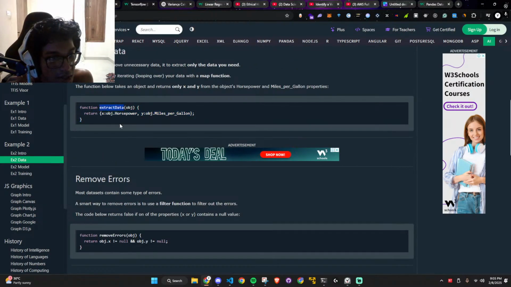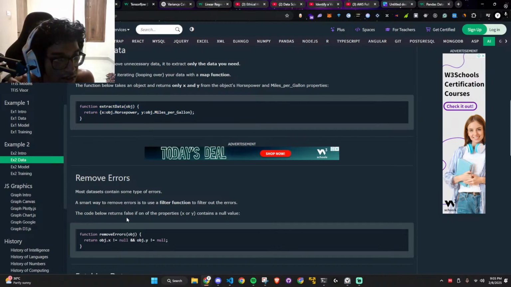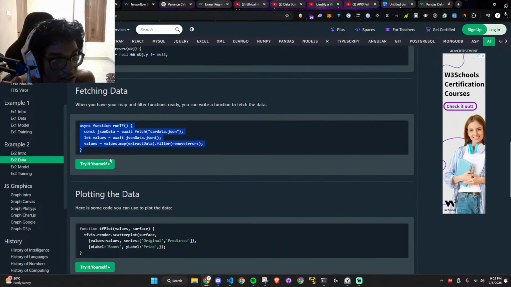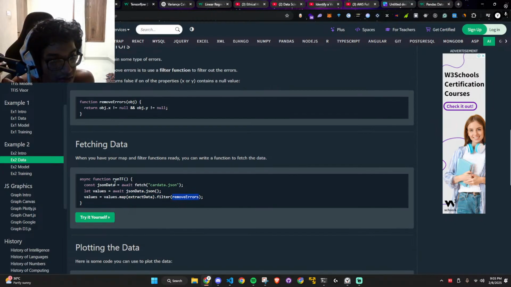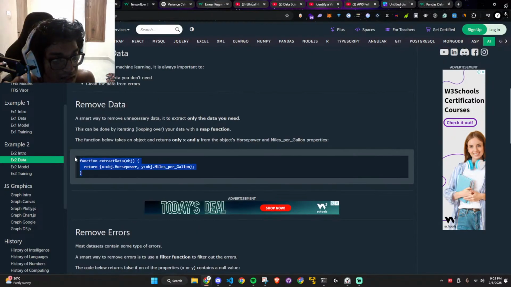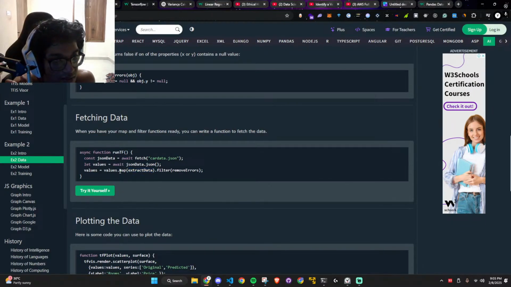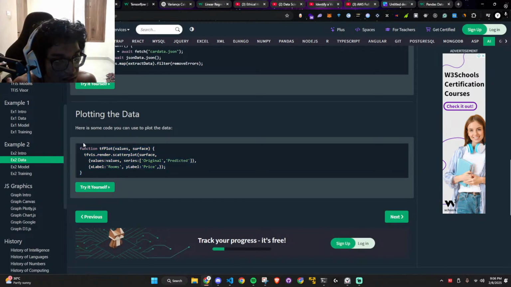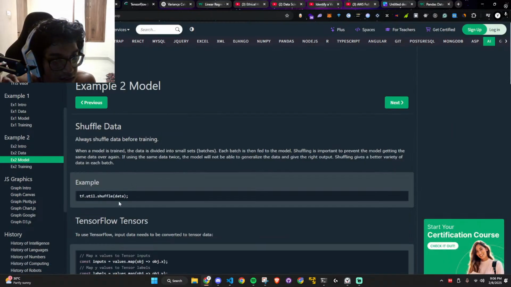So this is the object, obviously. So we're just gonna extract data, then remove the null values, so you map through it, filter through the errors, remove the errors. So that's what this does, and the extracted data. So you just map through it once you have the values. JSON, so it's just usual JS stuff. You render it right here. Surface. Cool. Just a way of rendering it.